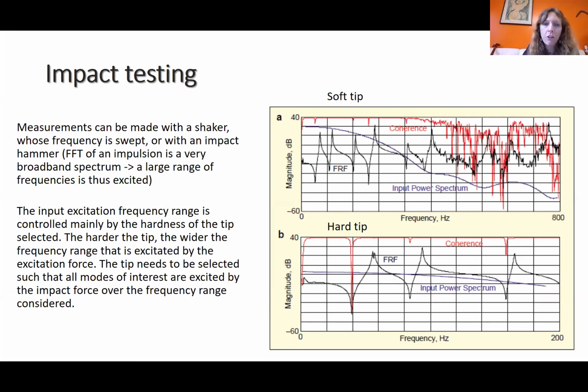The input excitation frequency range is controlled mainly by the hardness of the tip, which is selected. The harder the tip, the wider the frequency range that is excited by the excitation force. The tip needs to be selected such that all modes of interest are excited by the impact force over the frequency range which is considered. Usually if you want to go to high frequency, you need a hard tip. If you hit the bridge, a hard tip is fine. But if you want to hit the top plate or the back plate, with a hard tip you may destroy the varnish. So you have to be more careful.